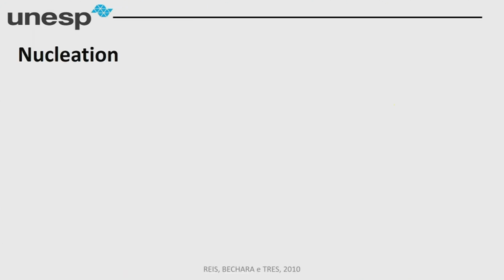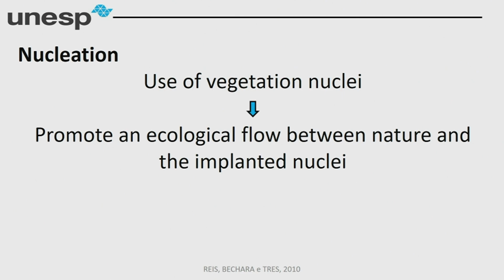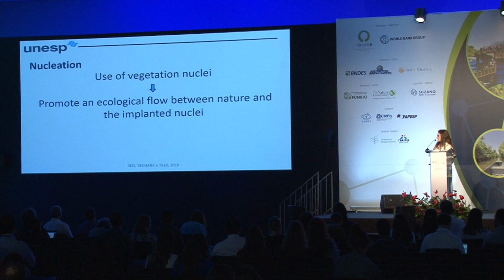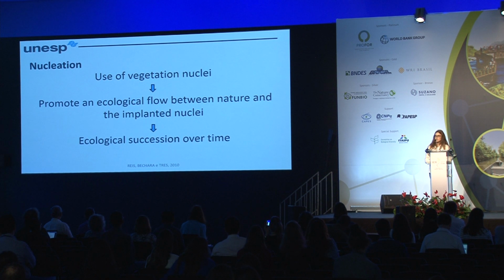So basically, nucleation consists in the use of vegetation nuclei that will promote an ecological flow between nature and the implanted nuclei. So we wanted the result of an ecological succession over time.